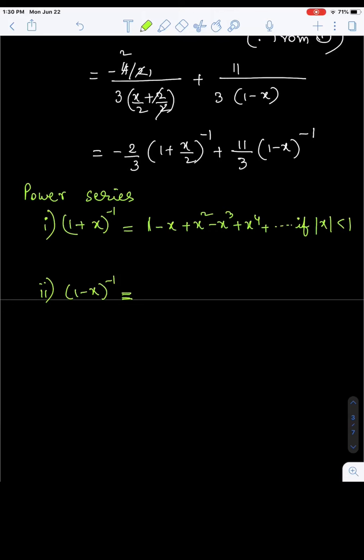For this expansion, how should we take? This is taken as 1 plus x plus x square plus x cube plus so on. Here also mod x is less than 1. The first one is 1, don't confuse. And you can write it as a power series expansion.